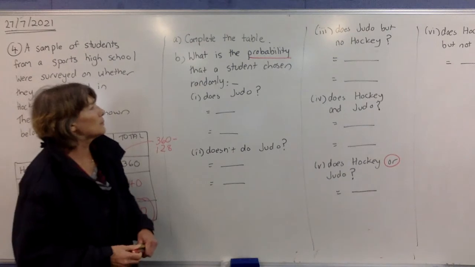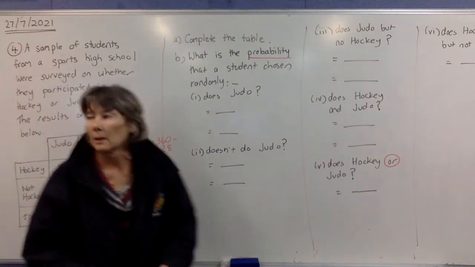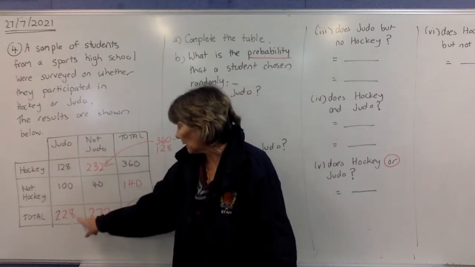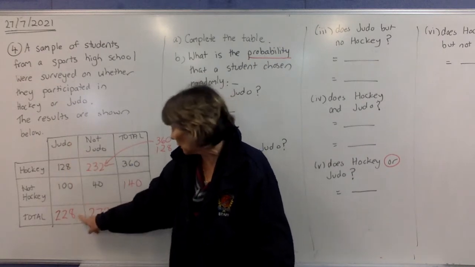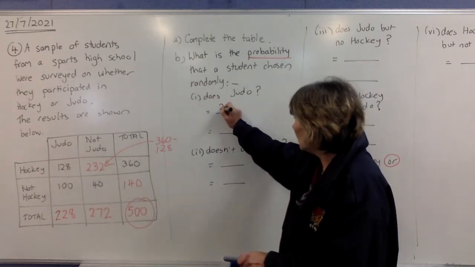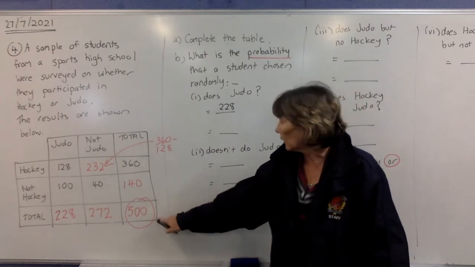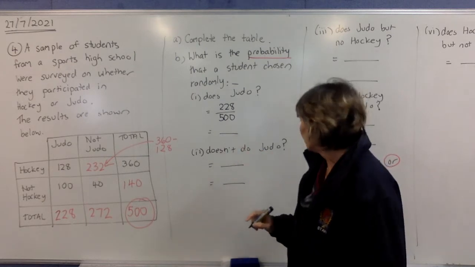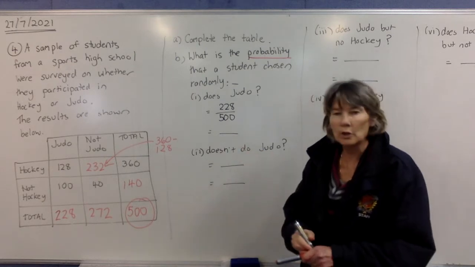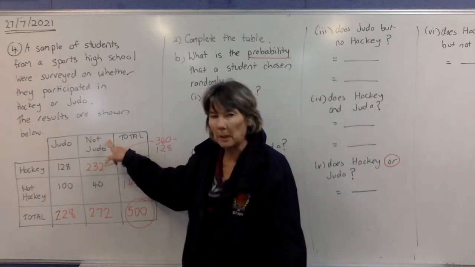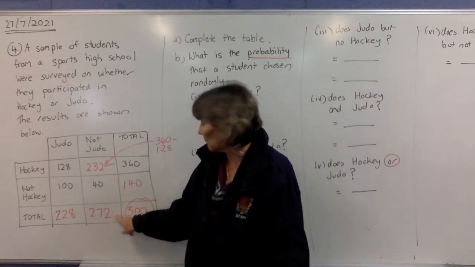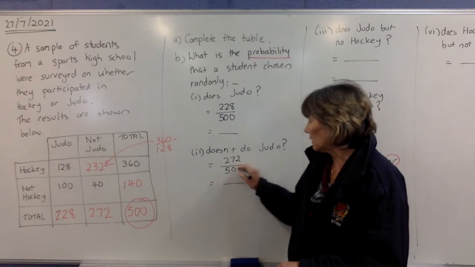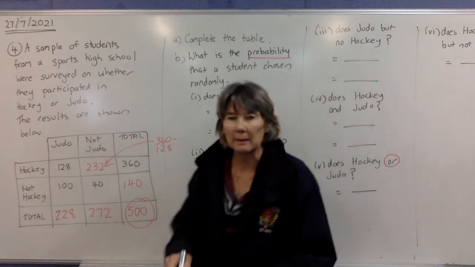Alright, so we're going to find the probability that a student does judo. If we look over here, here's your judo heading. All these people do judo, and in fact, there's the total number of people that do judo. So we're going to write 228 on the top, and we have a total of 500 students. We'll simplify that in a minute. Now, doesn't do judo. So we want the total of not judo people, which is 272. And there are 500 people altogether in the two-way table. We'll simplify that in a minute.